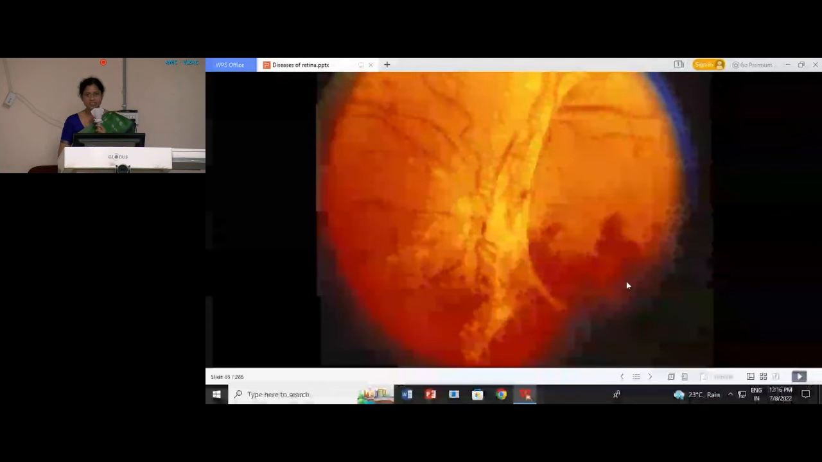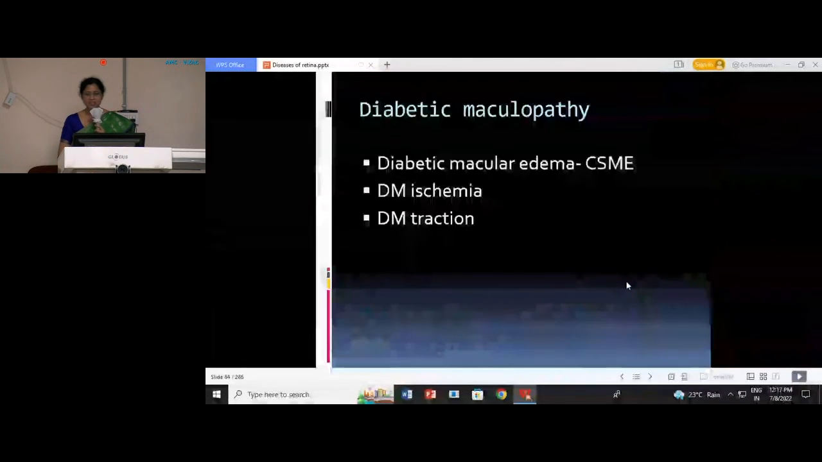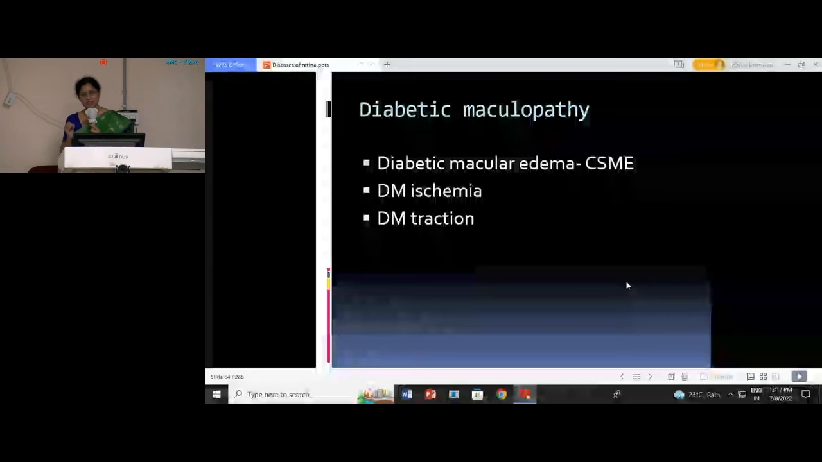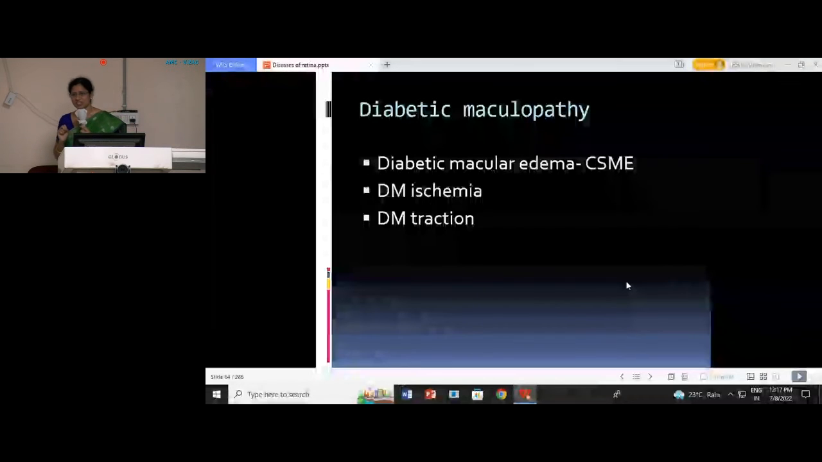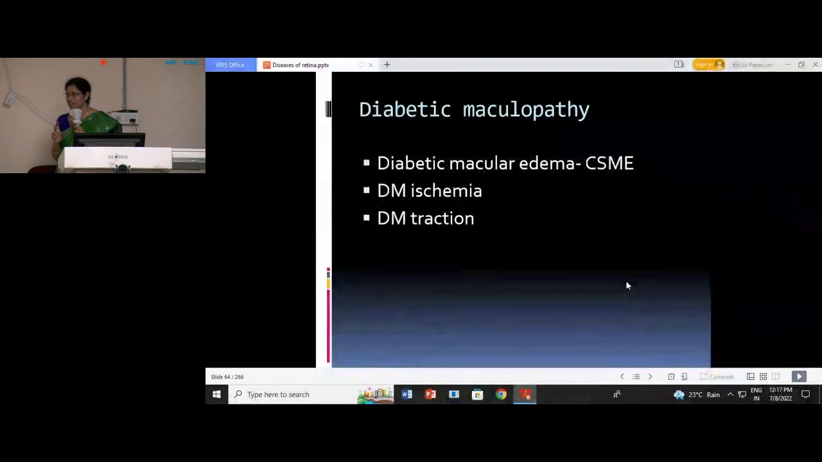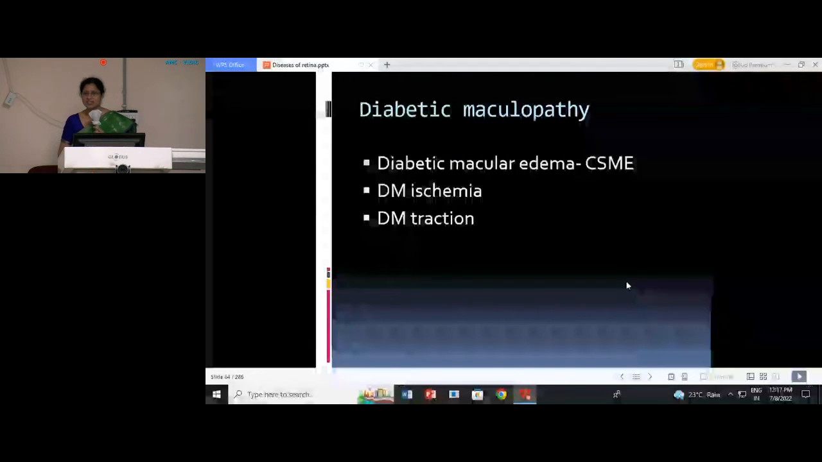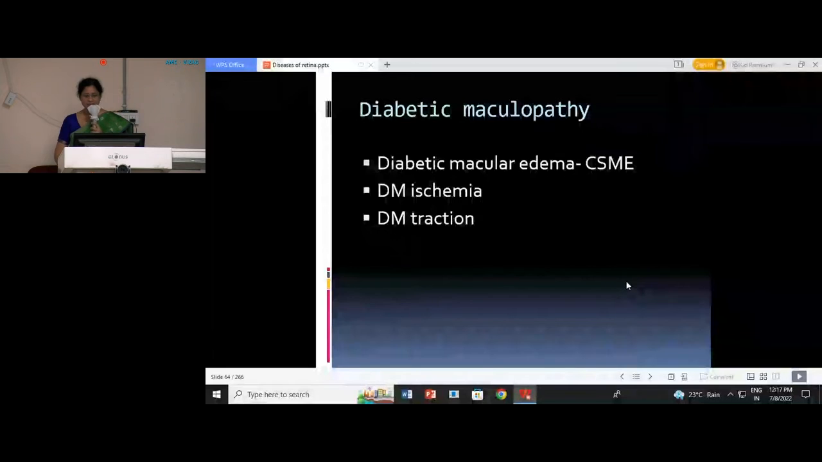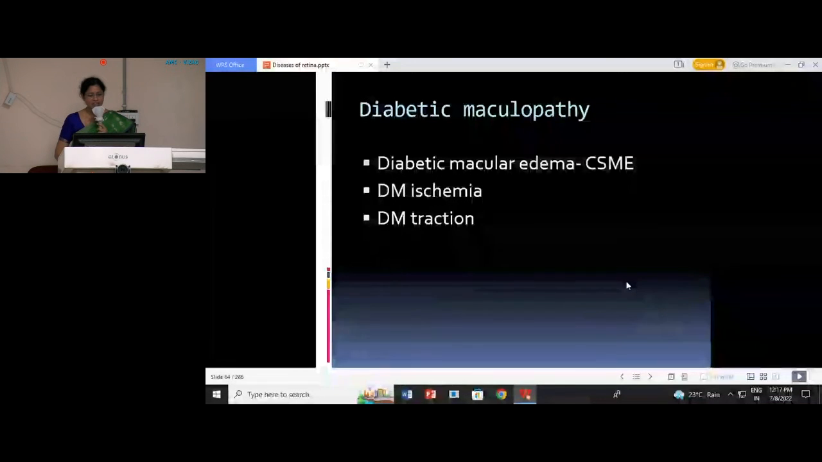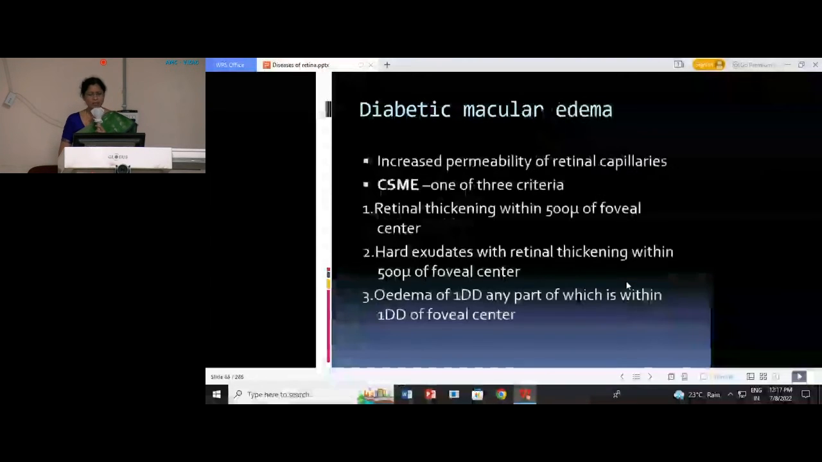Till now I told you about the non-proliferative diabetic retinopathy and then proliferative diabetic retinopathy, and then the other thing is the diabetic maculopathy. Diabetic maculopathy may be diabetic macular edema, which is otherwise known as clinically significant macular edema, and then diabetic macular ischemia and diabetic macular traction. Then coming to diabetic macular edema.